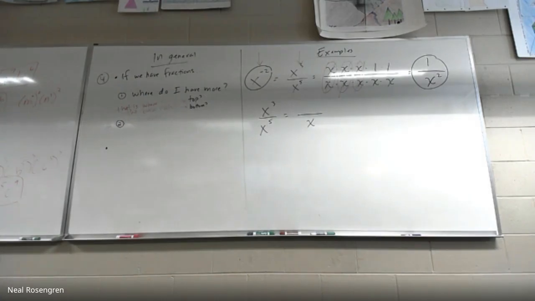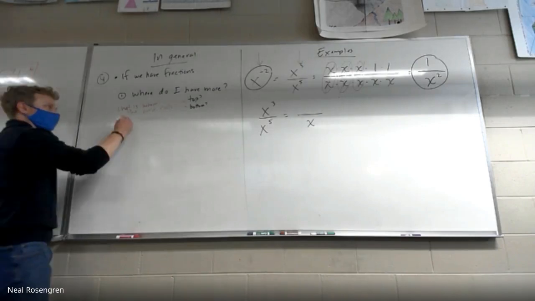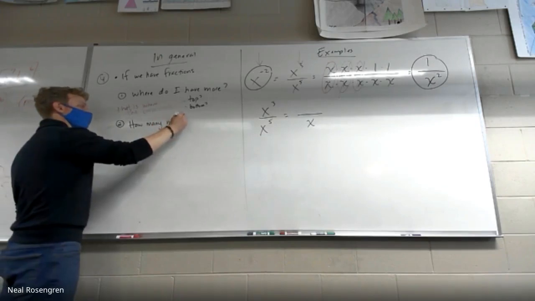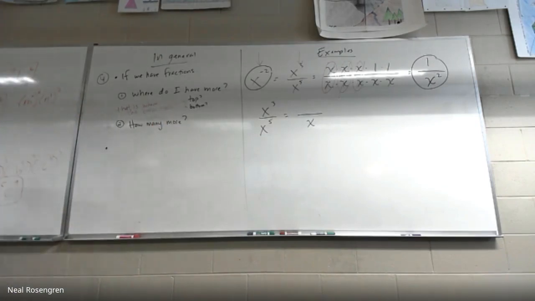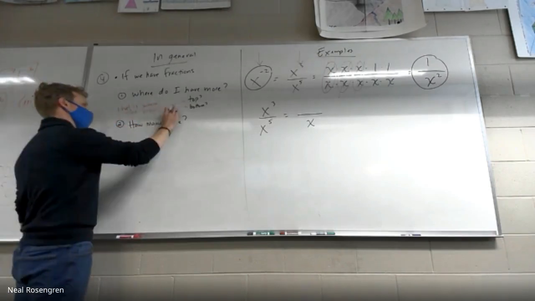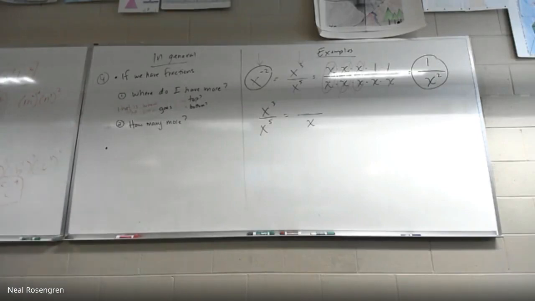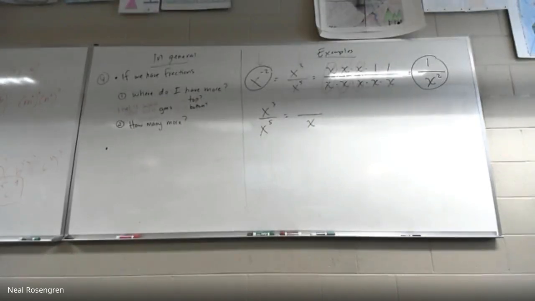And if you know where you have more of them, then you should be able to answer this question. How many more do you have? This is where the base goes. That's where the base is. Okay. Second question, how many more? So look at that one. X to the third over x to the fifth. Where do I have more? On bottom. How many more? 2. That's your exponent.